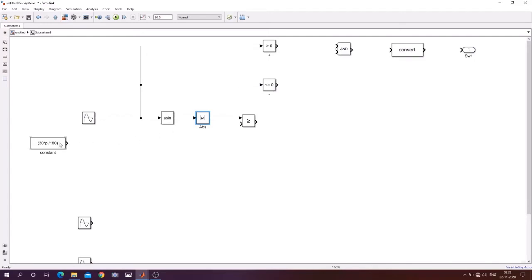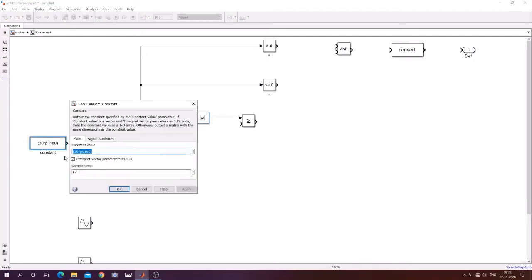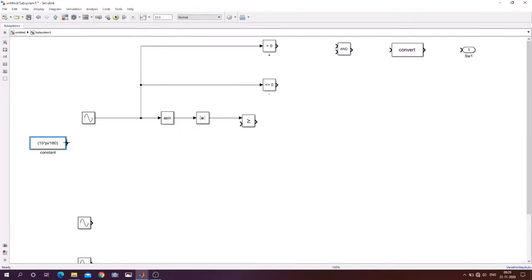Now since I am making 150 degree conduction, I will cut the angle by 15 degrees from each side. So here it will be 15 into pi by 180 degree. This one I will compare with the absolute value, and then this value I will AND with the positive half cycle, and the same thing I will do with the negative half cycle also.